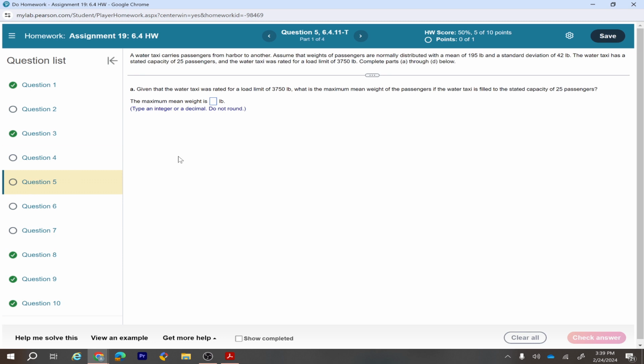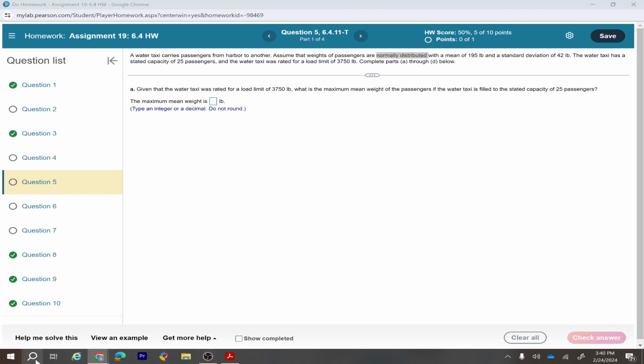Let me go to another problem. A water taxi carries passengers from Harvard to another. Assume that the weights of the passengers are normally distributed. So remember, the population is normally distributed already, with a mean of 195 pounds and a standard deviation of 42 pounds. The water taxi has a stated capacity of 25 passengers, and the water taxi was rated for a load limit of 3,750 pounds. Given that the water taxi was rated for the load 3,750, what is the maximum mean weight of the passengers if the water taxi is filled to the stated capacity of 25?